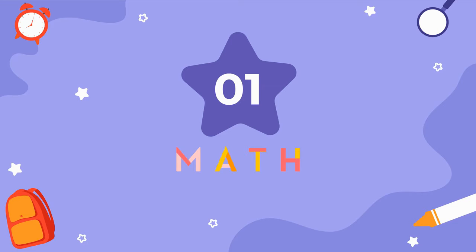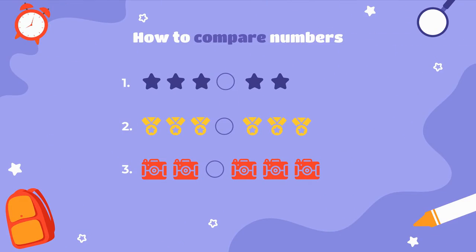1. Math. How to compare numbers. In our first example here, we have a group of stars being compared with another group of stars. Let's count. We have 1, 2, 3 stars comparing with 1, 2 stars. 3 is greater than 2. And that is the sign we use for greater than.